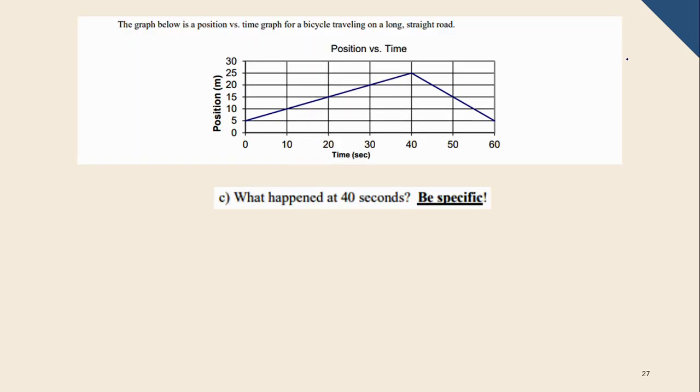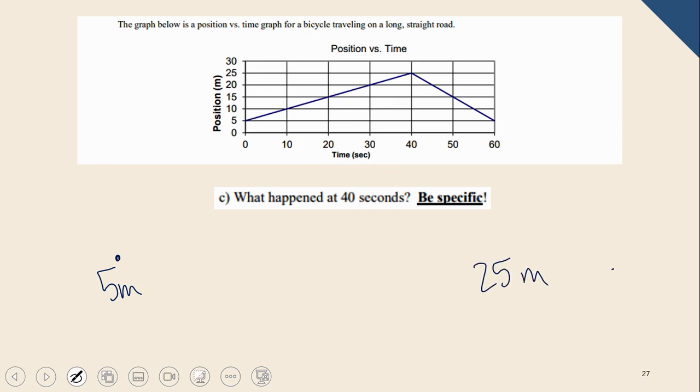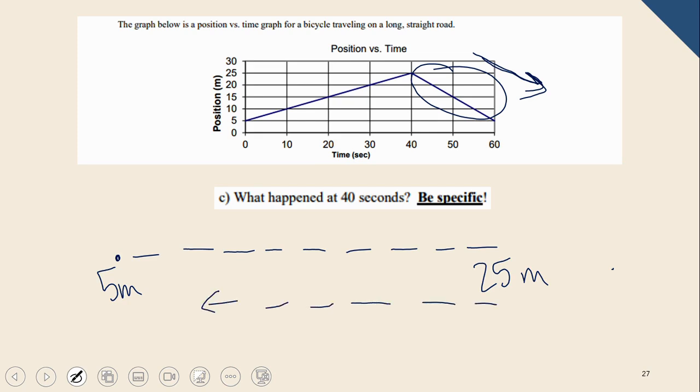Part C. What happened at the 40-second mark? Be specific. Okay, so why don't we draw out maybe a little picture of what happened? So our object starts at the position of 5 meters, let's say around here, and then at 40 seconds, it's at the position of 25 meters. So let's say that's over here. Now, for the first 40 seconds, the object was moving from this 5-meter mark towards this 25-meter mark, like so. But then, if we look after 40 seconds, the object is getting closer to zero. It's turning back around. So this object basically turned around and started going back this way. So precisely at 40 seconds, looks like our object turned around.